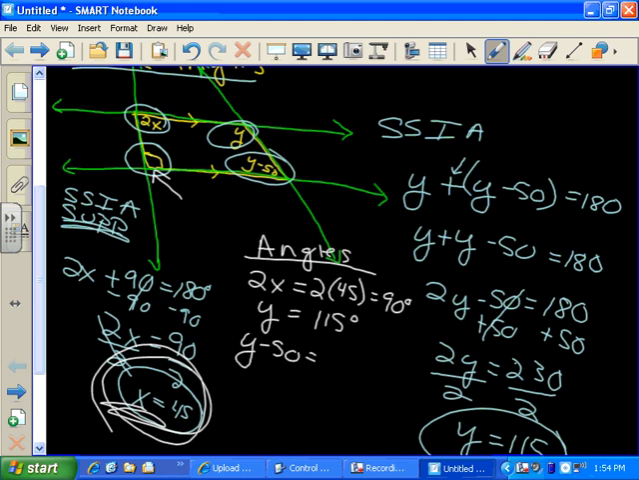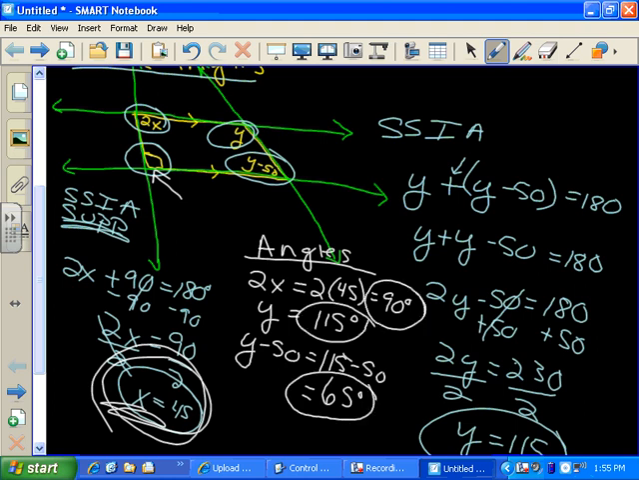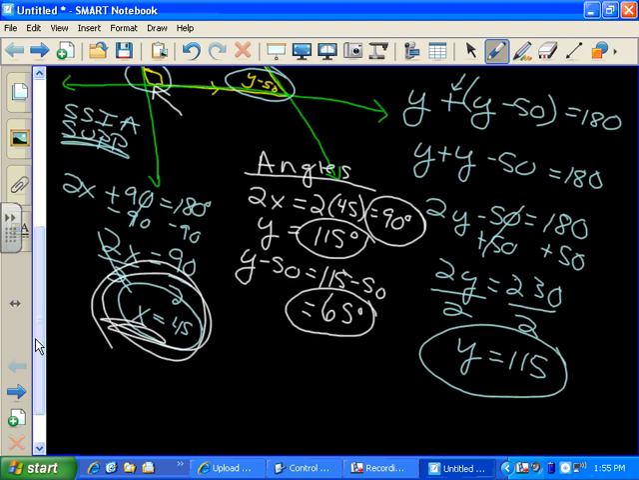y minus 50 is 115 minus the 50, which is, has anybody got that number real quick? Yeah, I know, you could tell me over the video. It's 65 degrees. So this problem has 5 answers. It has what was x, what was y, and then the 3 angles.